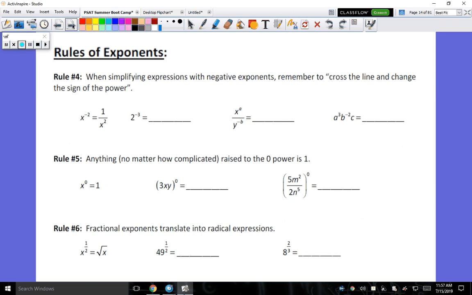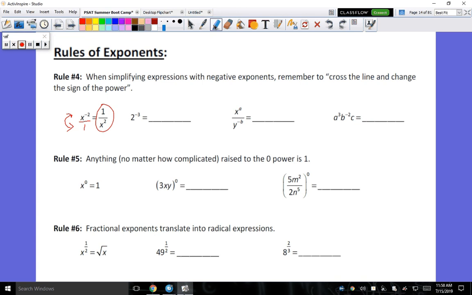A little bit more, we're almost done. Just these last 3. When simplifying expressions with negative exponents, remember to cross the line and change the sign of the power. Big thing that I'm about to ask you right now. This is over an understood what? 1. So, did I do the reciprocal and flip this to get this? Yes or no?